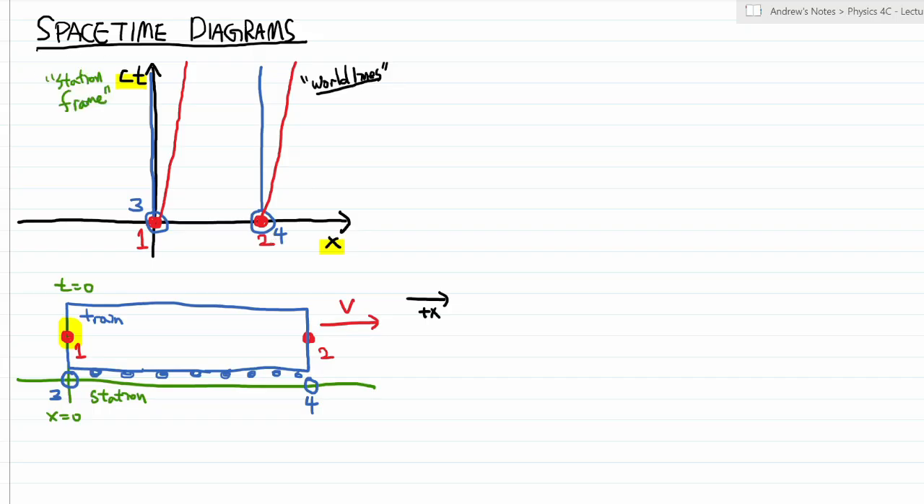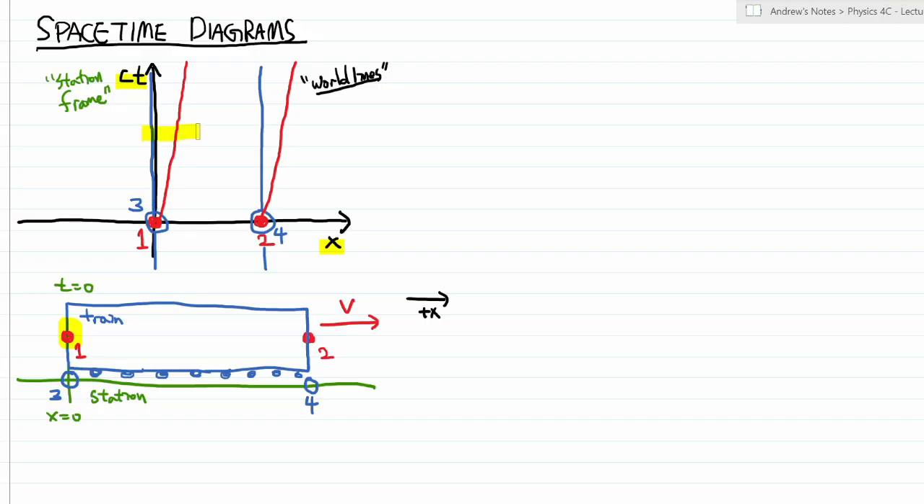And in the station frame, these 2 points remain at rest. They remain at the same point for all time. And this extends to negative time as well. And the points on the train, they change as time passes.